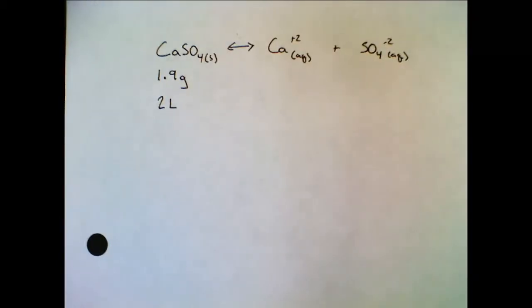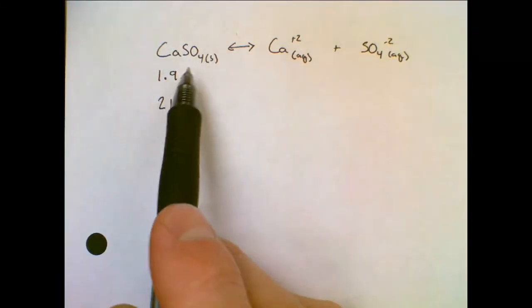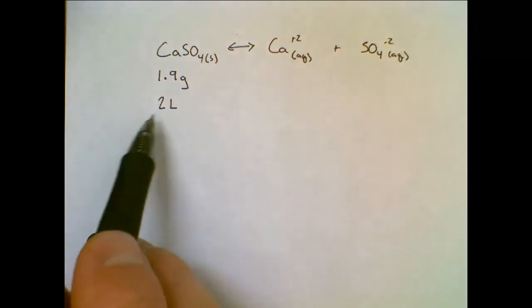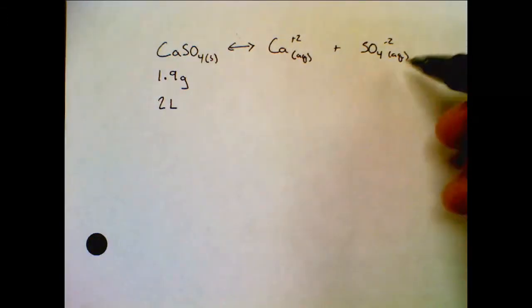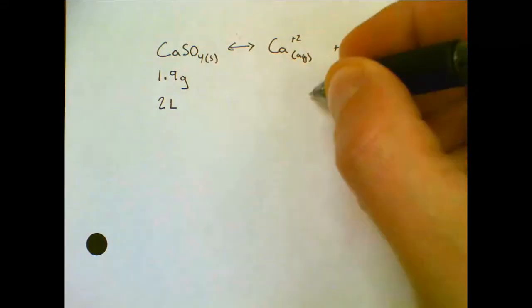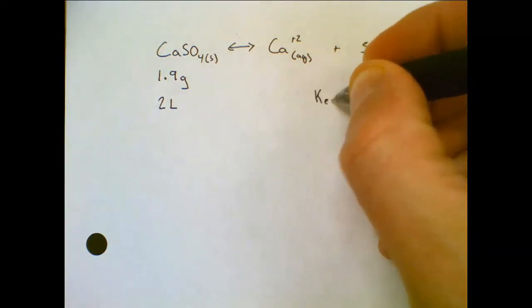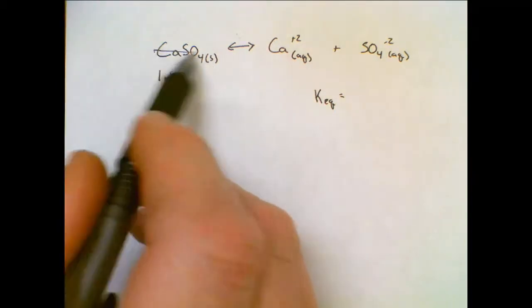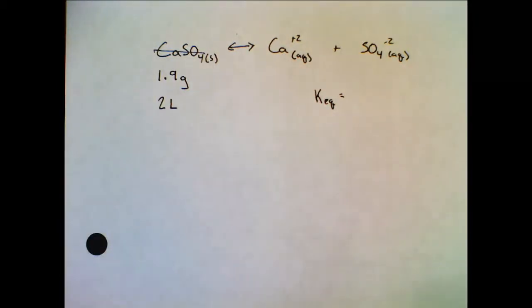Another problem that's slightly more involved but goes through basically the same steps would be this one, where I'm taking 1.9 grams of calcium sulfate and dissolving it to make 2 liters of solution. So I'm going to go ahead and write down my equilibrium expression here. K_eq equals, but this time I see that I have a solid, so that's not allowed to be in my expression, whereas in the previous problem they were all gases, so they could all be there.